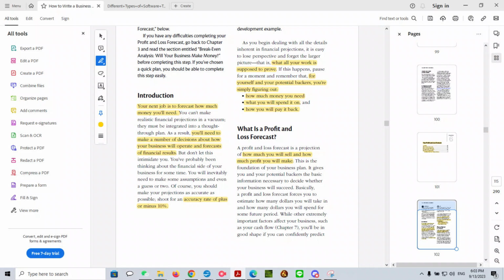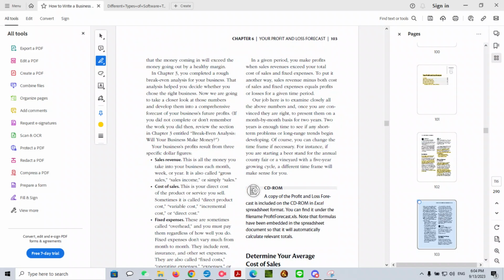This is the foundation of a business plan. It gives you and the potential backers the basic information necessary to decide whether your business will succeed. Basically, a profit and loss forecast forces you to estimate how many dollars you'll take and how many dollars you'll spend for some future period. Because that is part of your expenses, if you remember from before. Other extremely important factors affect your business, such as your cash flow, as I mentioned before. You've got to have a cash flowing business, otherwise, it's no good. And we'll talk more about that tomorrow in chapter 7.